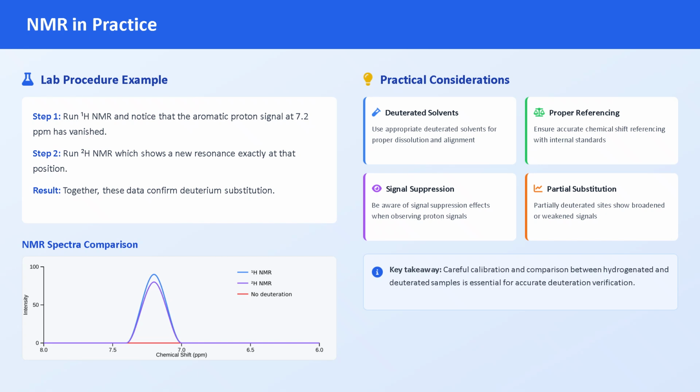NMR is usually where we start. In a 1H NMR experiment, a deuterium substituted site often becomes silent. The proton signal disappears or diminishes. That absence is your first clue. To be absolutely certain, run 2H NMR. Here, deuterium speaks directly, and you'll see resonances where protons used to be. In practice, we compare the 1H spectra of the hydrogenated and deuterated samples side by side to spot missing peaks, then confirm with 2H NMR for positional proof.